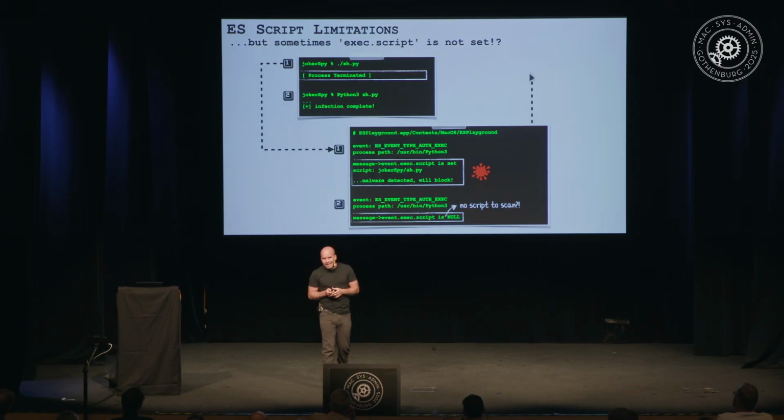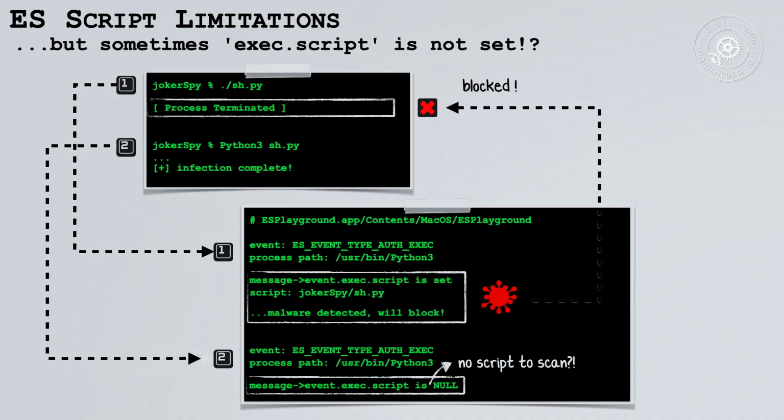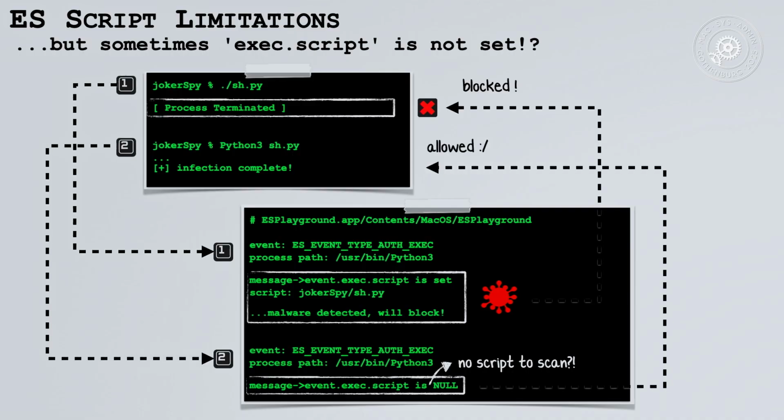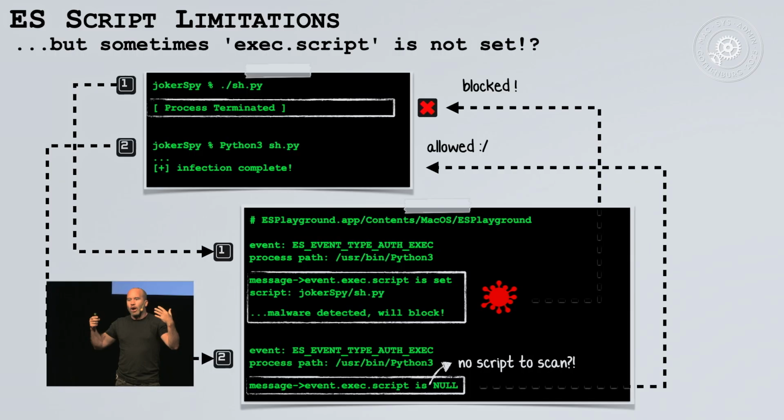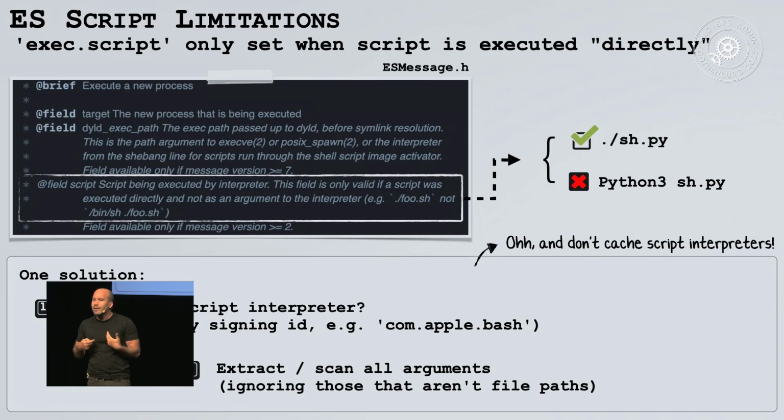But more nuances, more limitations, kind of the theme of this talk. So here we have an example of Patrick running the Joker Spy malware. First, I run it directly, ./sh.py. This generates an auth event, as expected, for Python. And in this case, the script member is set. This is perfect. Joker Spy is known malware, so I can check the script, see it matches a known hash, and I can block it by returning deny to Endpoint Security, and the operating system nicely blocks the malware. The user is protected. But what if I run it via Python? Yes, I still get an auth exec event, but it turns out the script member is not set. So in this case, the malware is allowed to run because I never see it.